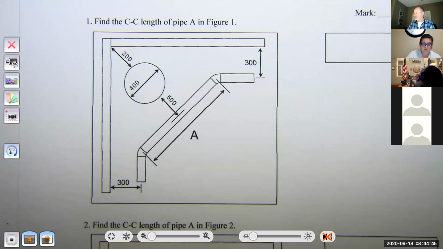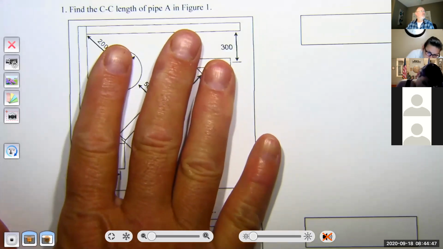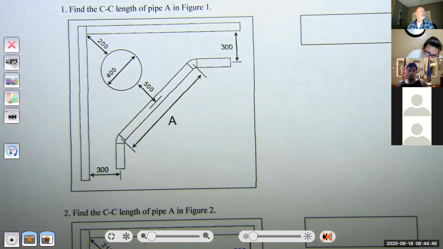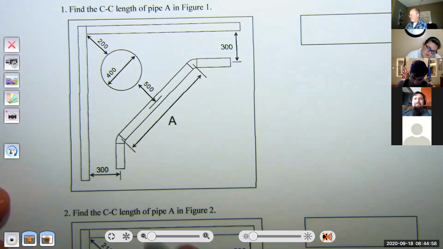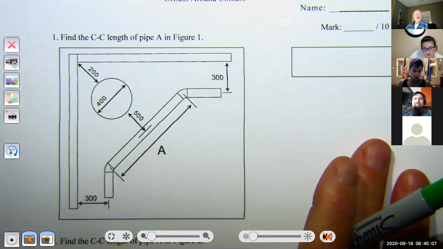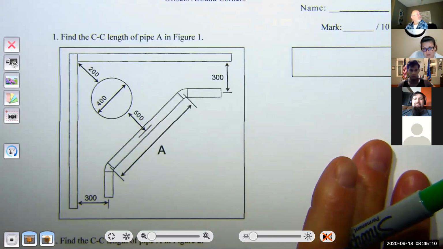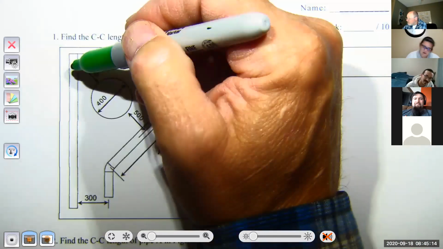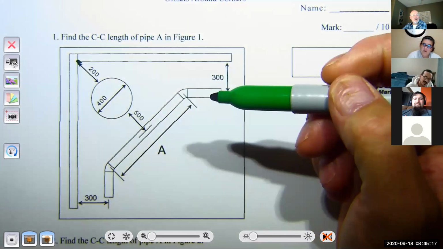Can you see that screen with my hand? Is everybody okay with that? Can you see that? Yep. Okay, I just don't have the thing around my screen like I normally do. Okay, so here we are. Do we have a measurement from the corner on this one? Yeah, there is. We have a measurement from the corner.